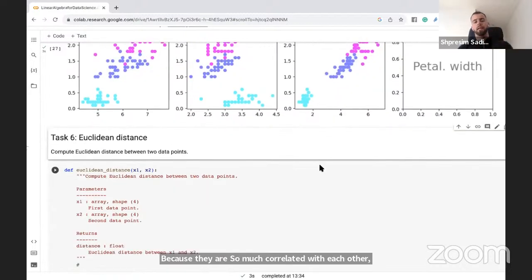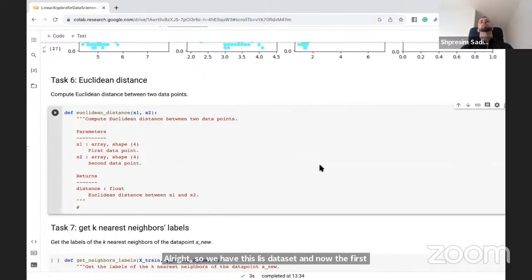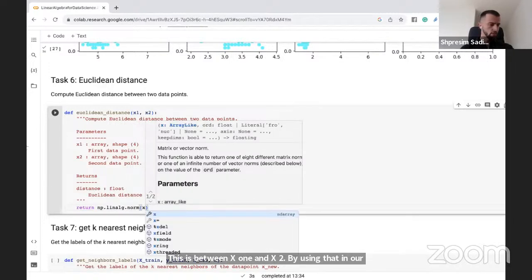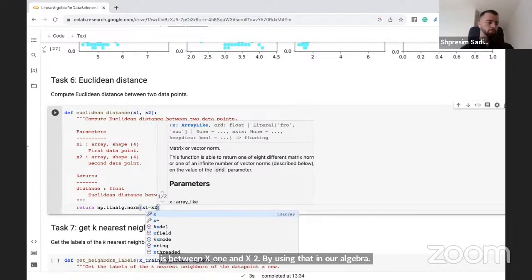All right, so we have this iris data set. And now the first thing that we want to do is implement the Euclidean distance between 2 data points. As I said before, in this exercise we want to make use of the norms, where we compute the distance of a given test point to any other neighboring point. We are given 2 points x1 and x2, and the distance is a float. The Euclidean distance between x1 and x2 would simply be computed by using the linear algebra norm function. We could do this.